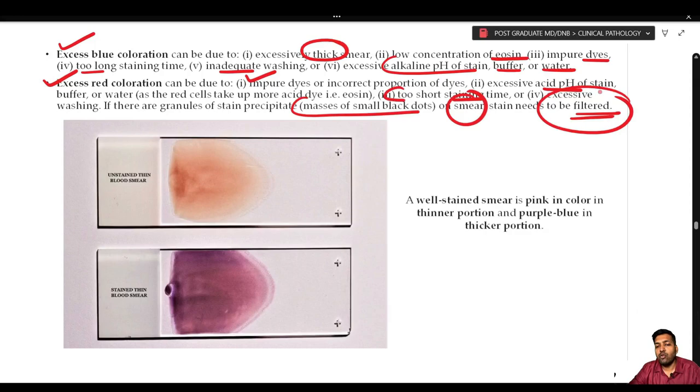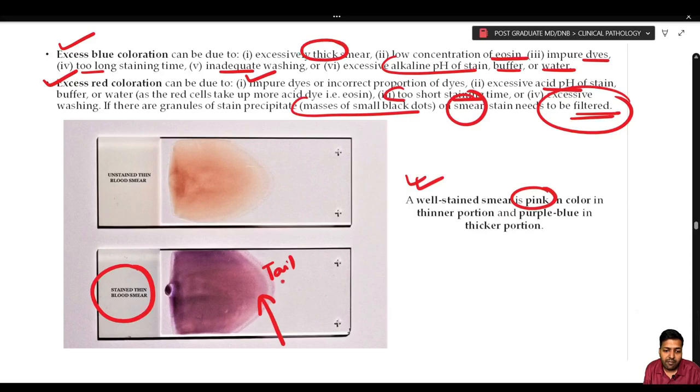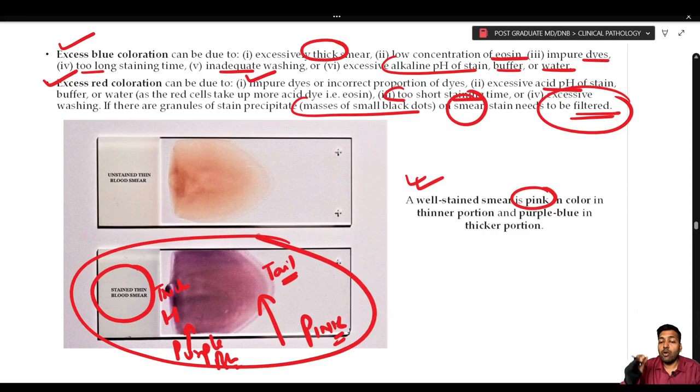A well stained smear, as we can see, is pink in color in the thinner portion. This is your stained thin blood smear. At the tail end, where the PBS is thinner, it is pinkish in color. Whereas at the head end, the thicker portion, you can see it is purple blue. After staining, this is how you can grossly say whether your smear has been made properly or not. And mind you, these questions are asked in your exam. The examiner will give you a slide and tell you to say whether the staining is proper or not.